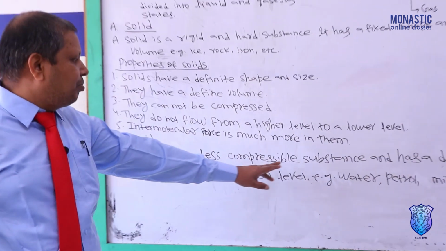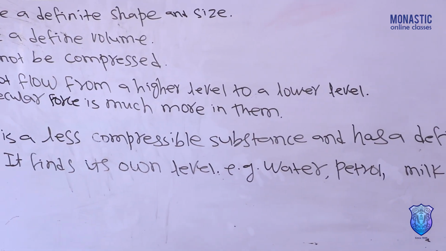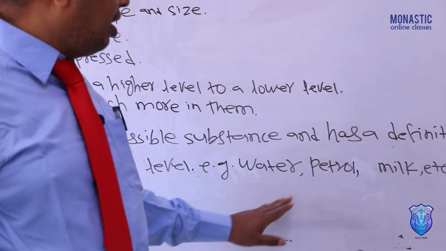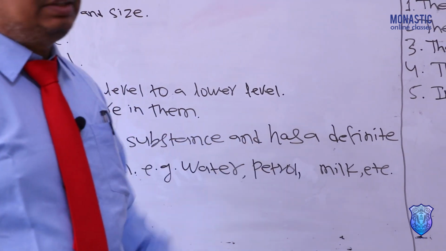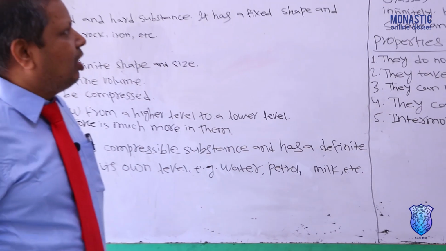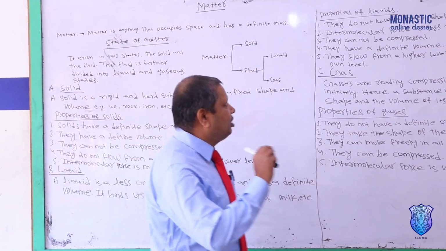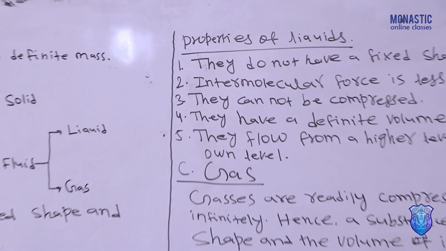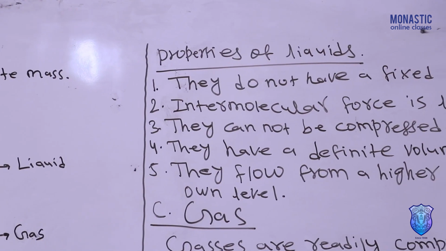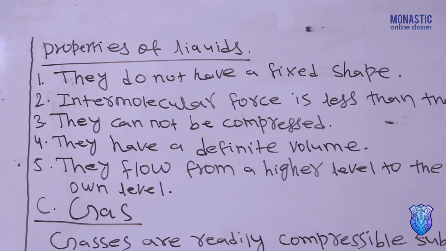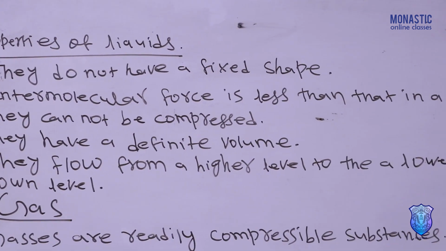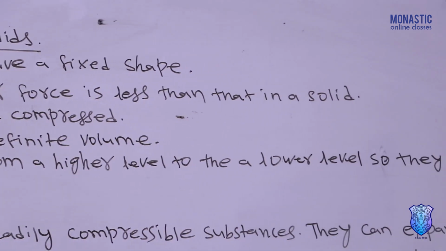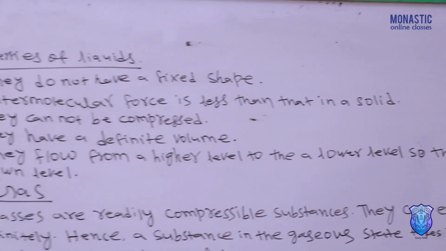A liquid is a less compressible substance and has a definite volume and it finds its own level. Examples: water, petrol, milk, etc. After that, properties of liquids. They do not have a fixed shape. Intermolecular force is less than that in a solid. They cannot be compressed easily. They have a definite volume. They flow from a higher level to a lower level, so they can find their own level.